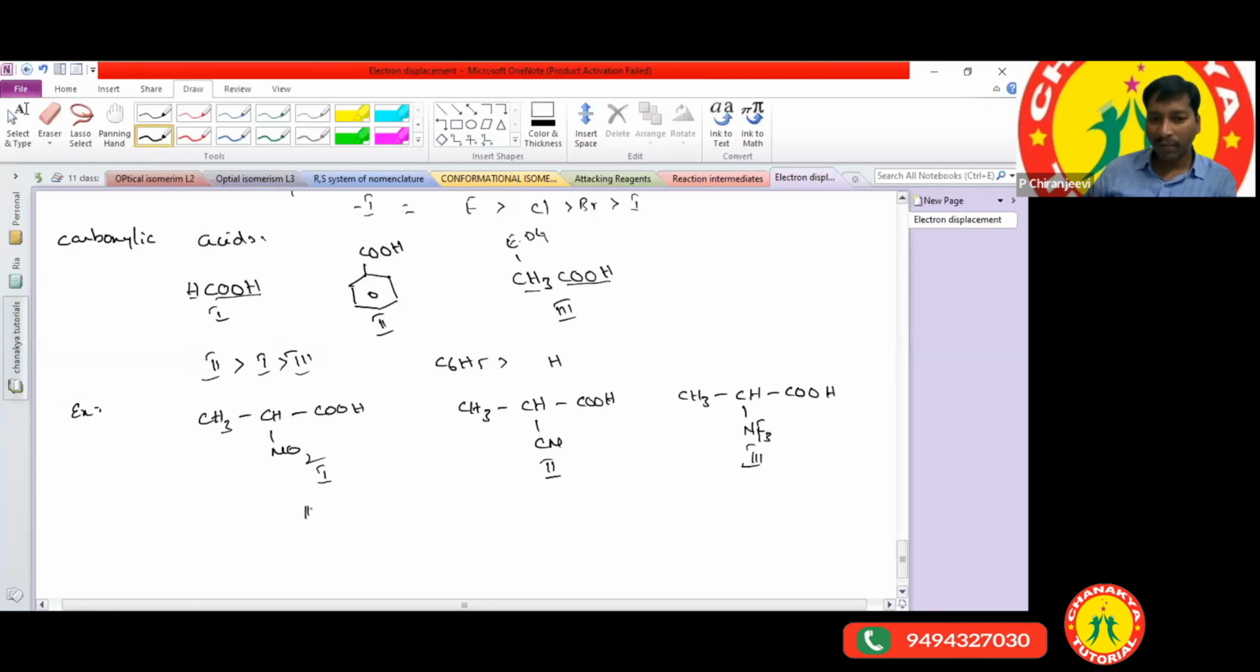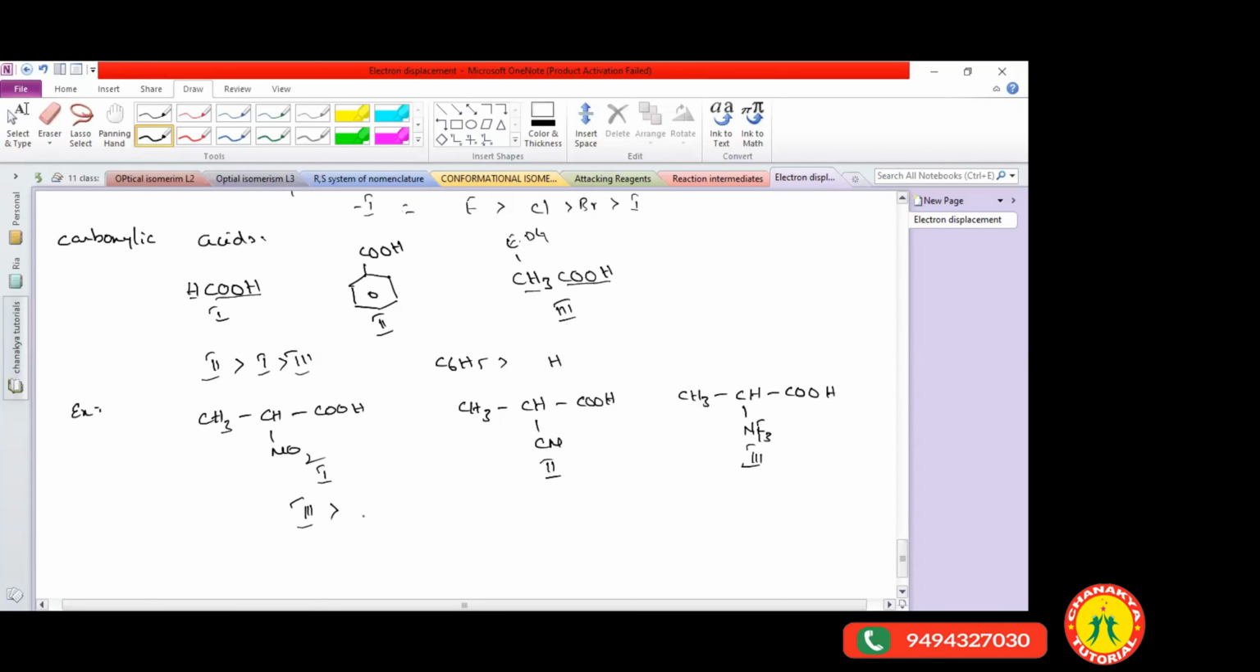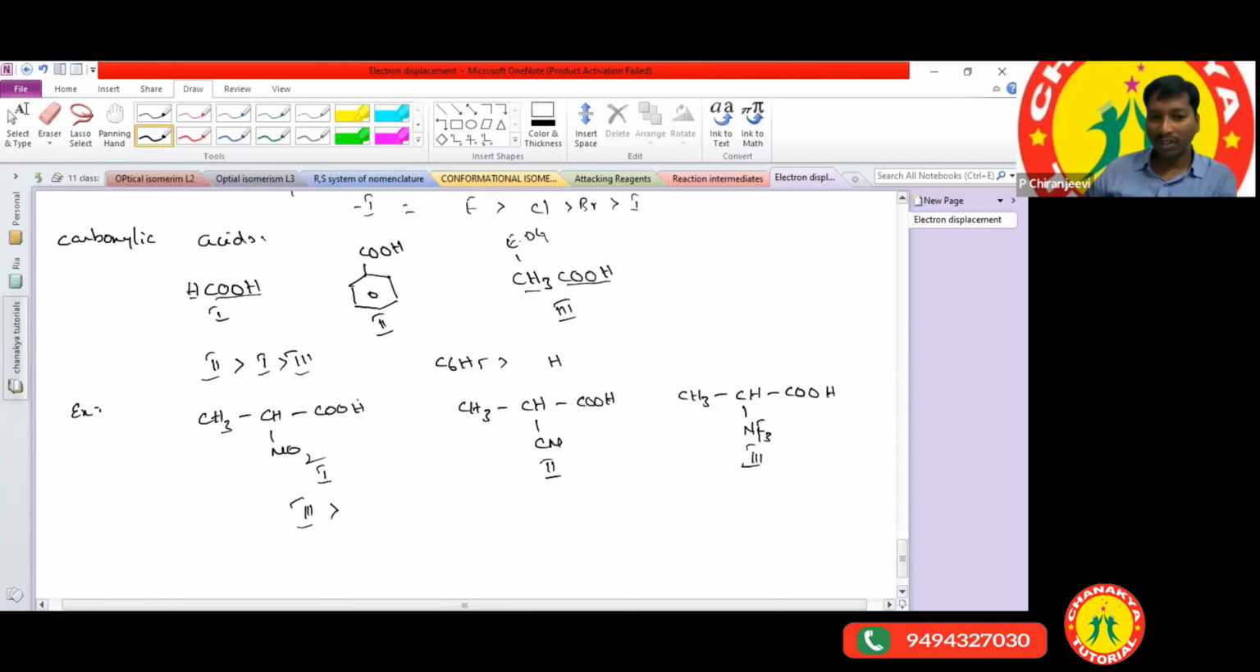After the third one, which one is the more acidic? Nitropropanoic acid and cyanopropanoic acid are there. In the first and second structures, which one is the more acidic? Sir, is it nitro? Very good, ma. Nitro is the more acidic. 3, 1, 2 is the answer, because of the strength of the group.